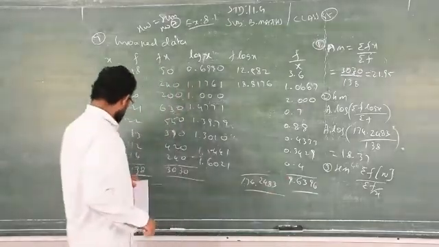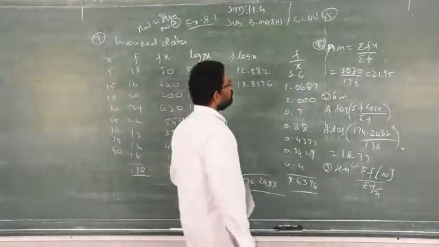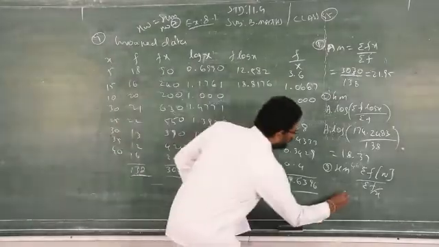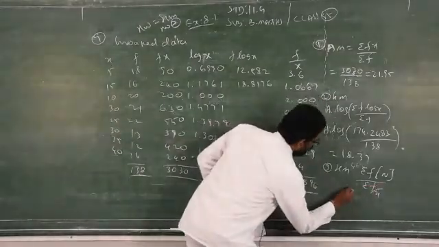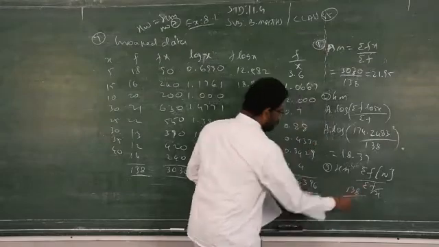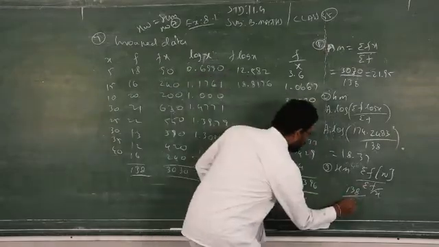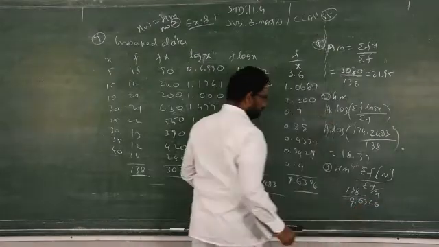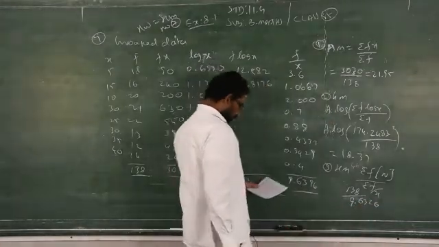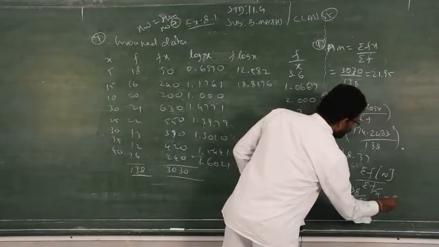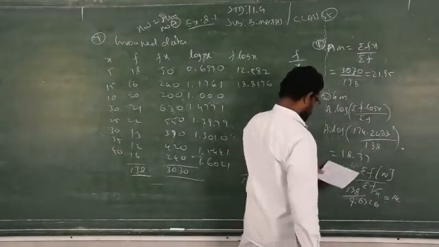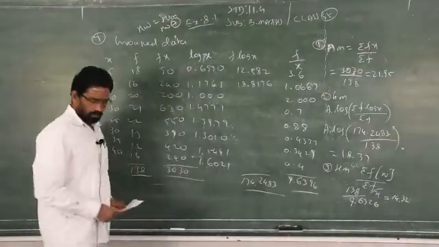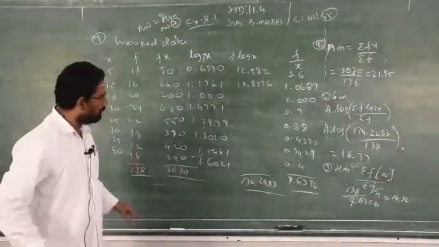Summation F is 138. That is 138 by this total, 9.6326. Clear? When you divide this one, you will get 14.32. So divide this one, you will get 14.32.